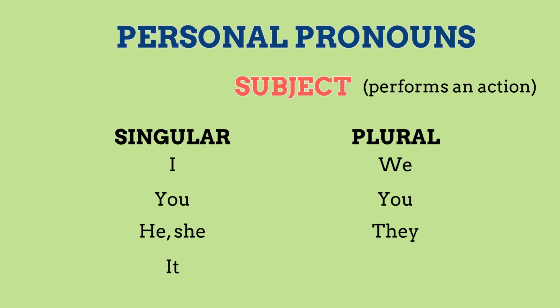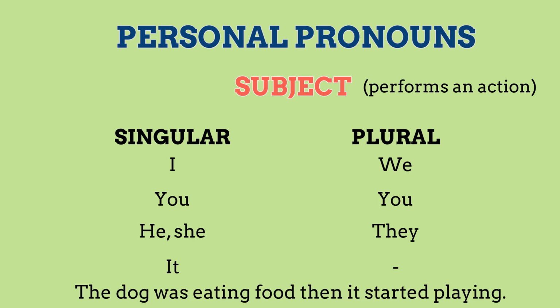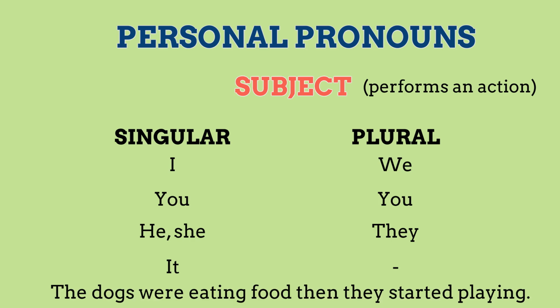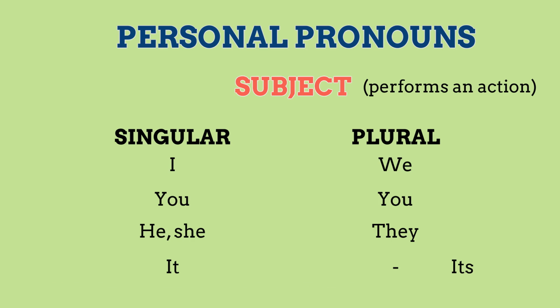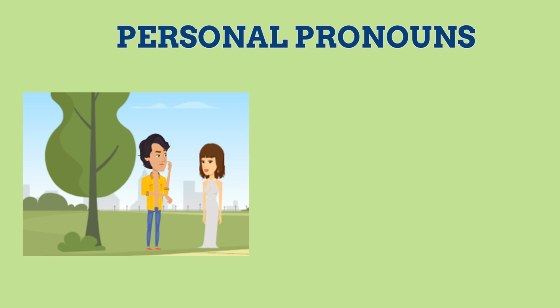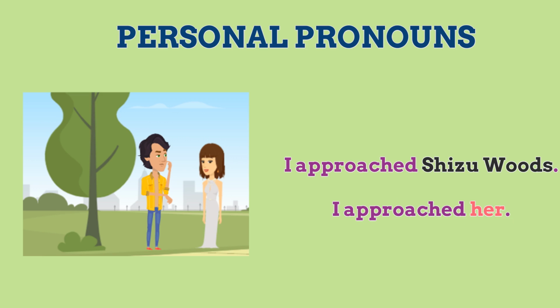It doesn't have a plural form. For example, the dog was eating food. Then it started playing. The dogs were eating food. Then they started playing. So it doesn't become its. Now take a look at these sentences. I approached Shizu Woods. Shizu Woods is the object. Let's replace it with a pronoun. I approached her.